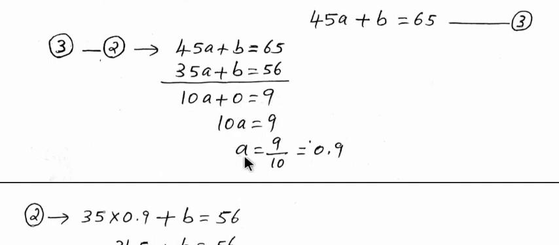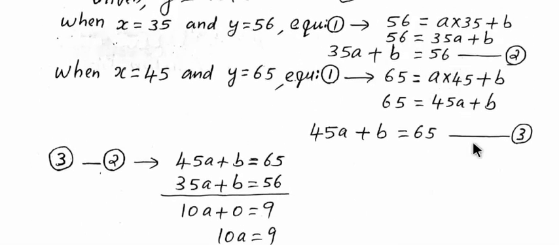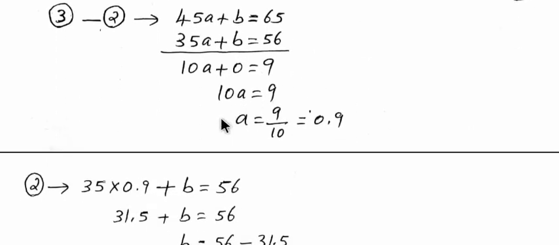Then find out the value of a. a is equal to 9 by 10, since the 10 goes to the right side. 9 by 10 is equal to 0.9. Therefore, value of a is 0.9. Substitute the value of a in equation number 2 or 3. Here 2 is simpler than 3. Therefore, we can consider second equation.